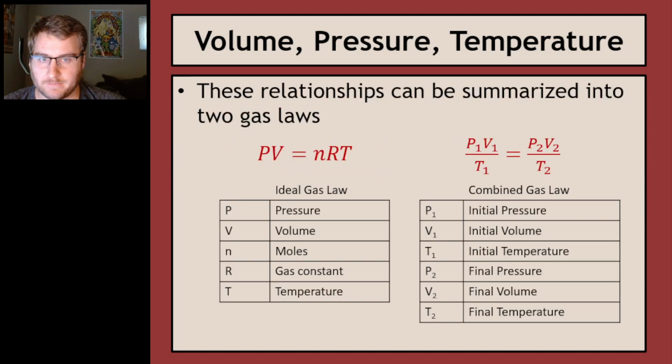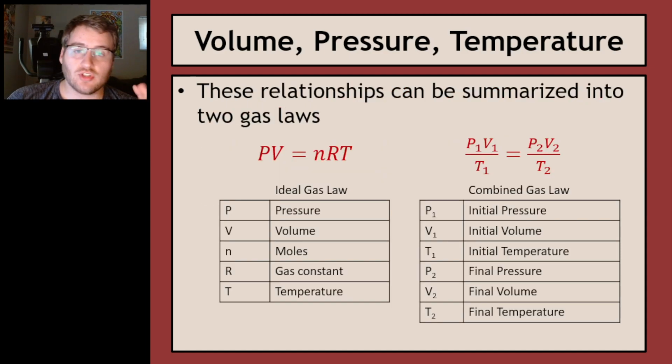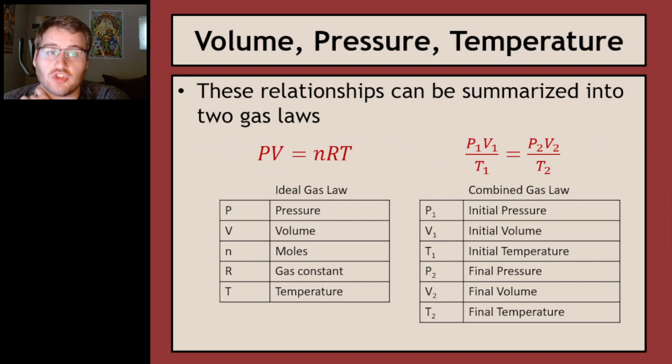Something along those lines. These two relationships can be summarized into our two gas laws. The one on the left you'll see all the time. It's written on your formula sheet. It's the main gas law called the ideal gas law. Pressure times volume is equal to the number of moles of gas times the gas constant times temperature.